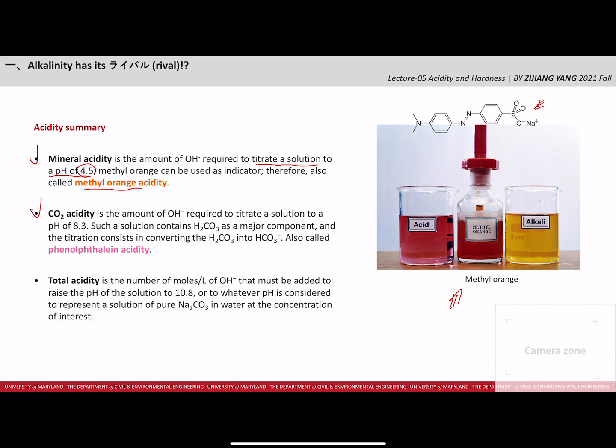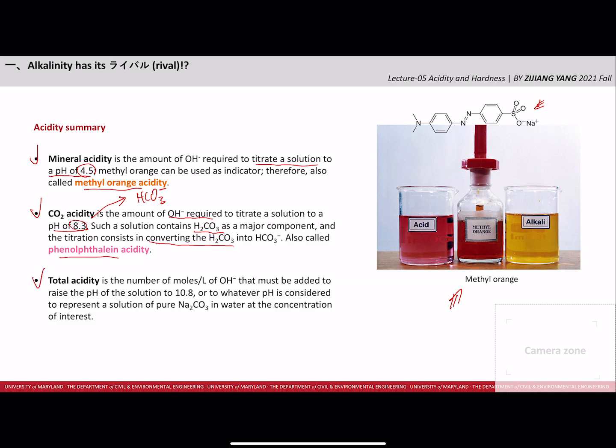We also have CO2 acidity. This is the amount of OH- required to titrate a solution to a pH of 8.3, and such a solution contains H2CO3 as a major component, and the titration consists of converting the carbonic acid into bicarbonate. We remember that at pH equal to 8.3, the main species is bicarbonate. So at this pH, we want to make sure we convert almost all of the carbonic acid into bicarbonate. This is also called phenolphthalein acidity.